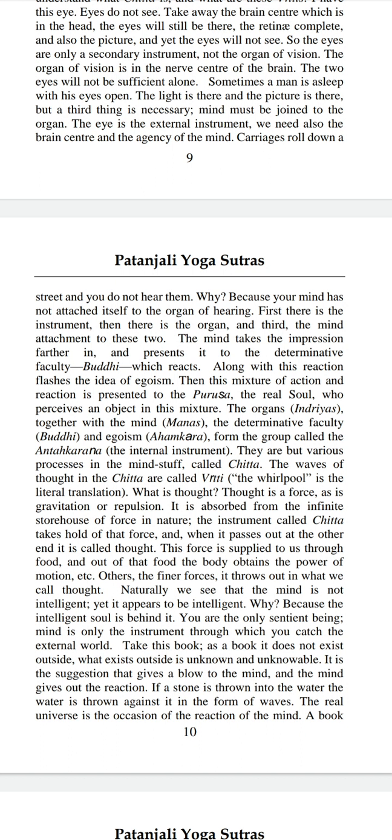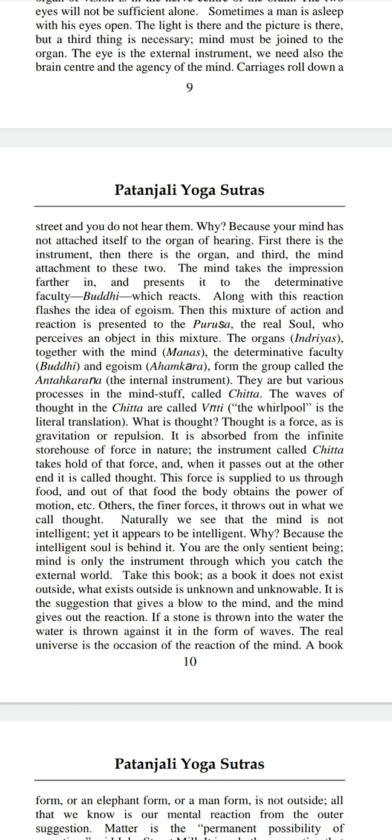The organs, that is Indriyas, together with the mind, that is Manas, determinative faculty Buddhi, and the egoism, that is Ahankara, form the group called the Antahkarana, the internal instrument. So there is an Antahkarana, means inside there is a system developed of Buddhi, Ahankara, Manas and Indriyas. So this group has been formed. 4 faculties or 4 things have made a group, and that group is called the Antahkarana. It's a complete system. It's the internal instrument.